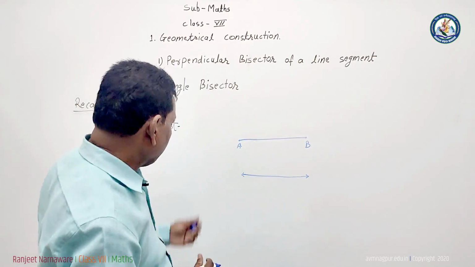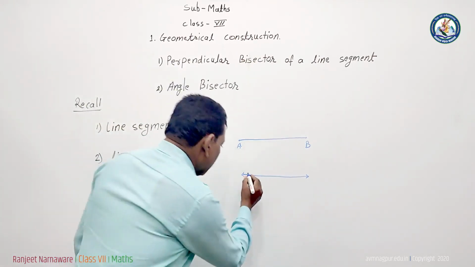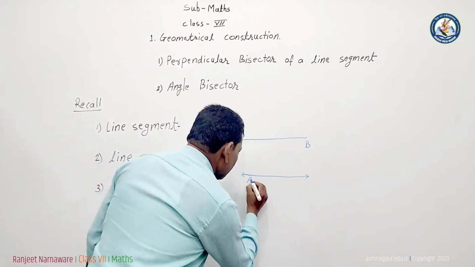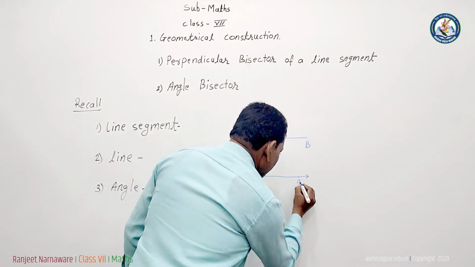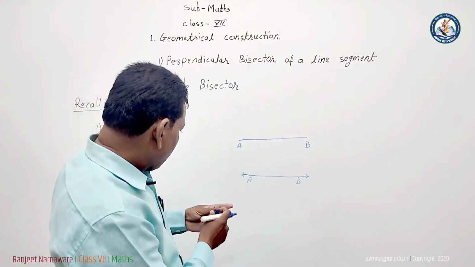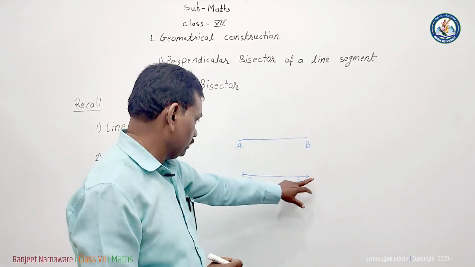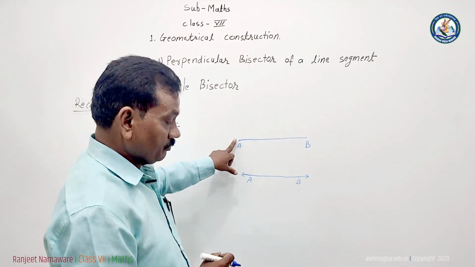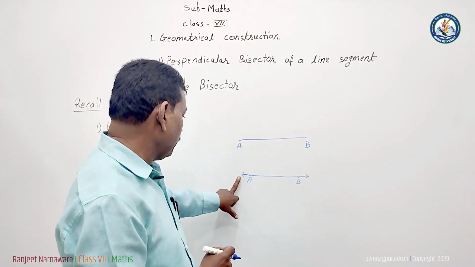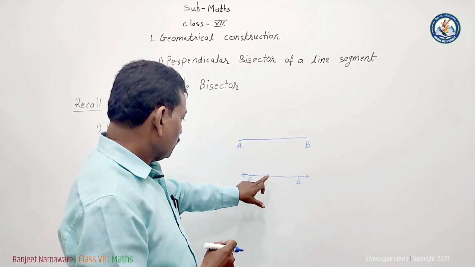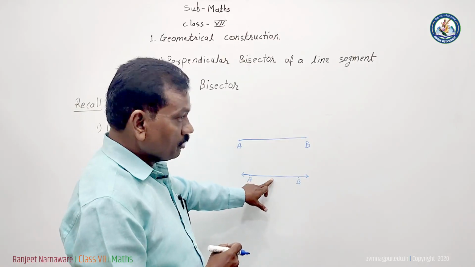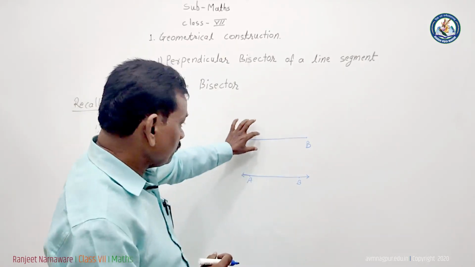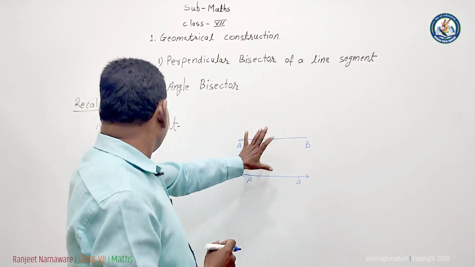Now come to the line. This is the diagram of line. Name it just AB. It has arrowheads on both the ends. Without arrowheads, it is a line segment, and with arrowheads, it is a line. It has infinite length, and a line segment has a particular length.